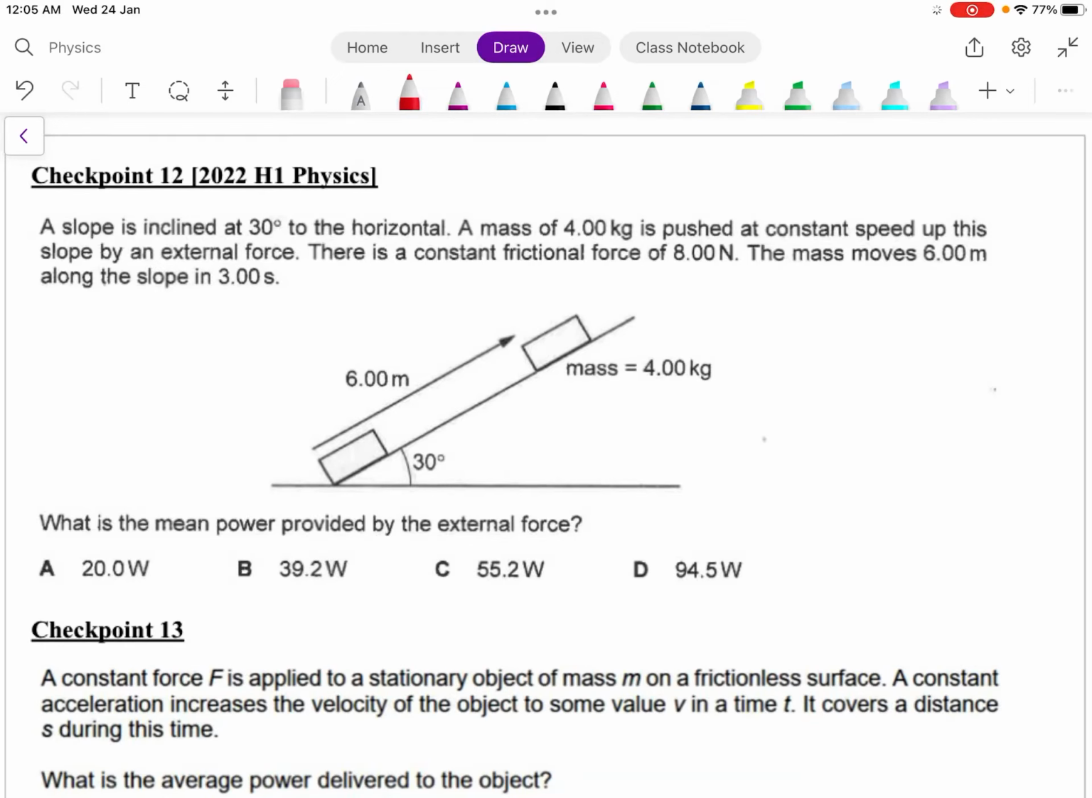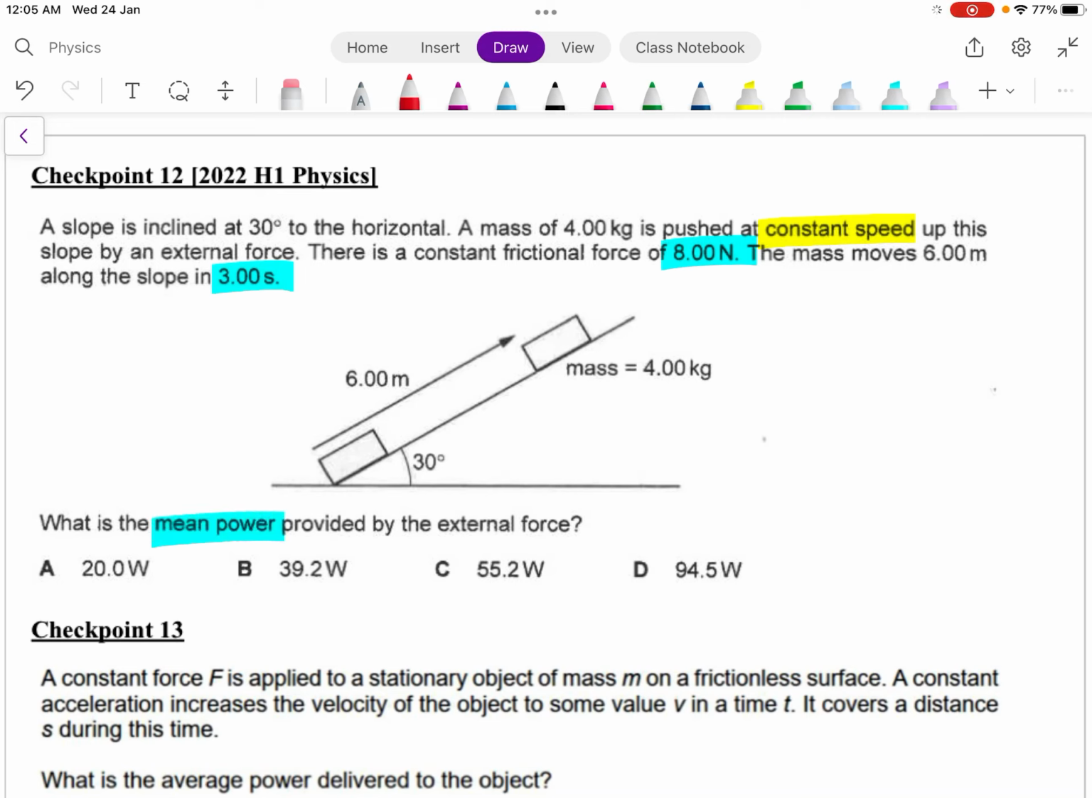Alright, so let's go through checkpoint 12. We have a slope inclined at 30 degrees to the horizontal. A mass of 4 kg is being pushed at constant speed, meaning there's no change in kinetic energy, by an external force. There's a constant frictional force of 8 Newton. I move 6 meters along the slope in 3 seconds. So what is the mean power provided by the external force?